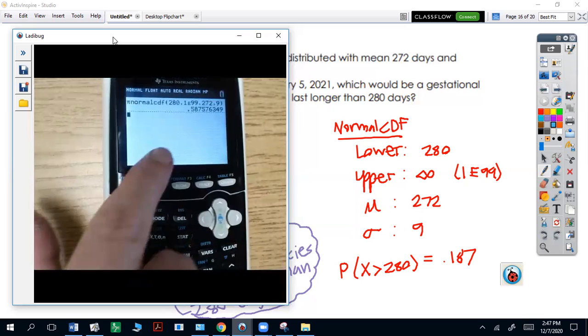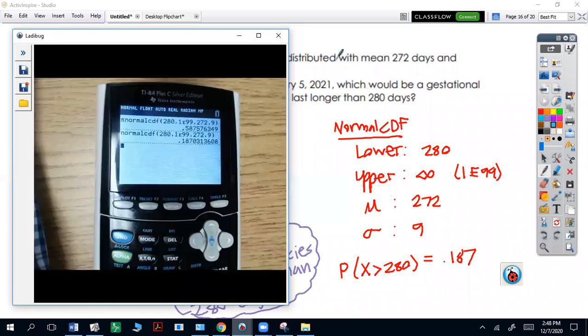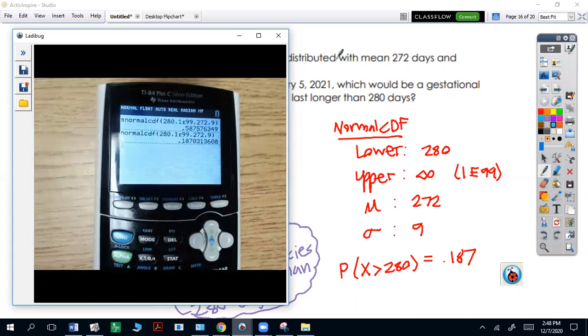And so you get a value of 0.587. I had a typo in there. I had a pi in front of it. So you actually get 0.187, which makes more sense. So 0.187, that's the probability of somebody having a gestational period longer than 280 days. So to wrap it up, you say about 18.7% of pregnancies last longer than 280 days.